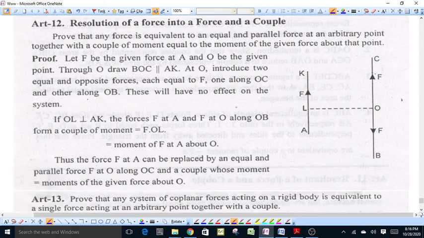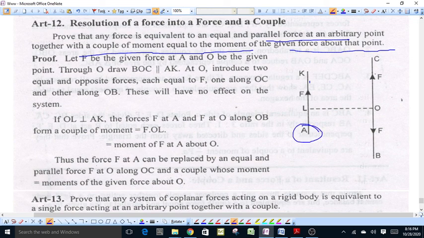Now, resolution of a force into a force and a couple. Similarly, we can resolve a force into an equal and parallel force at an arbitrary point together with a couple of moment equal to the moment of the given force about that point. Let we have a force F which acts at point A on the rigid body. Now, through a point O, we draw two equal and opposite forces along OB and OC, parallel to this line of action AK.